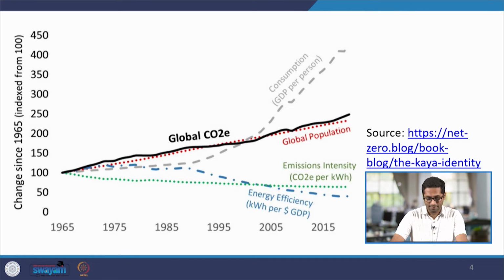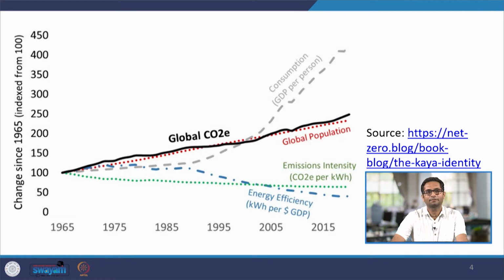The answer is that because of the two other leveling factors, which were the emissions intensity and the energy efficiency. Both have seen a significant improvement over time. If we look at the emissions intensity, that has seen a significant decay since the 1960s. There was an initial growth, but after that there has been a decay. One of the primary reasons for that decay has been the movement of the major economies from coal based economies to natural gas or oil based economies.